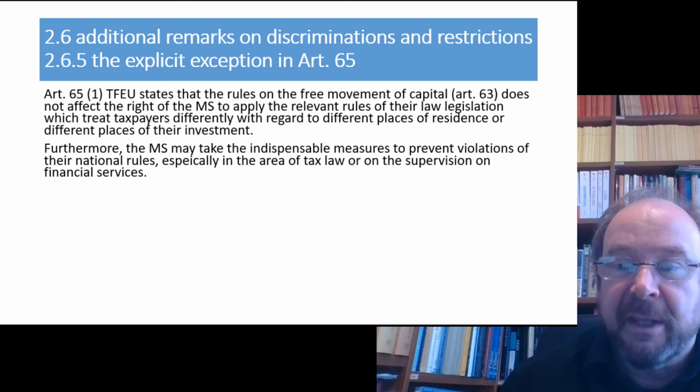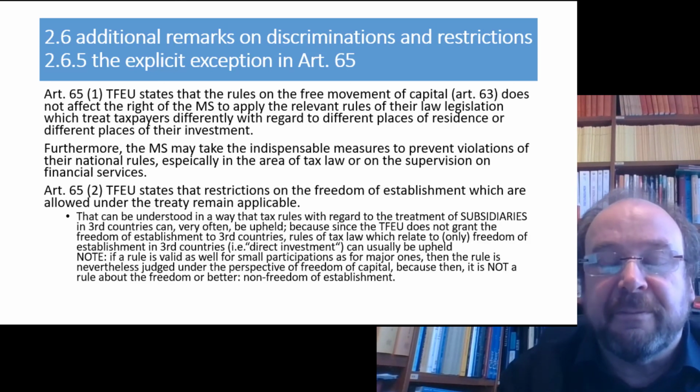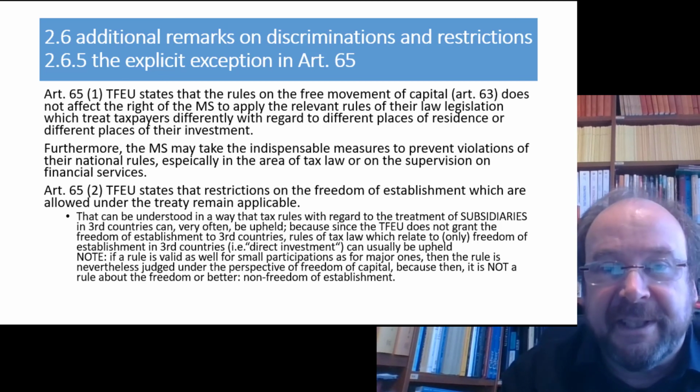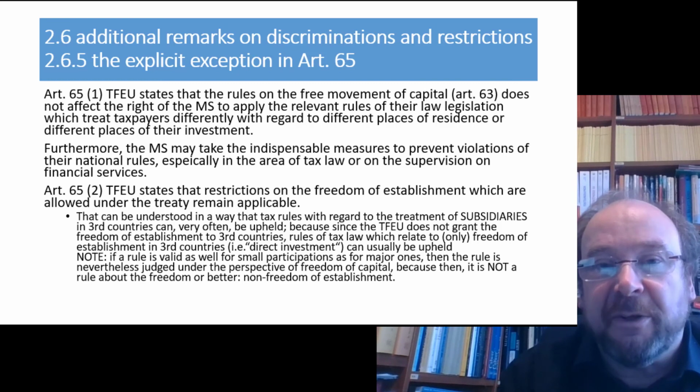Article 65.2 then says if the treaty allows to restrict the freedom of establishment in certain areas, then this cannot be attacked on grounds of freedom of capital. So if something is explicitly or implicitly allowed by the treaty for establishment, for foreign establishment, this is also tolerated by the freedom of capital.